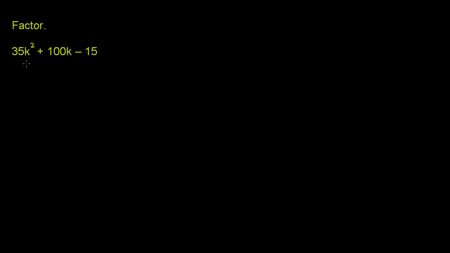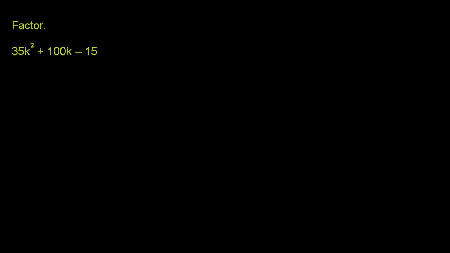We're asked to factor 35k squared plus 100k minus 15. And because we have a non-zero or non-1 coefficient out here, the best thing to do is probably to factor this by grouping. But before we even do that, let's see if there's a common factor across all of these terms, and maybe we can get a 1 coefficient out there. If we can't get a 1 coefficient, we'll at least have a lower coefficient here.